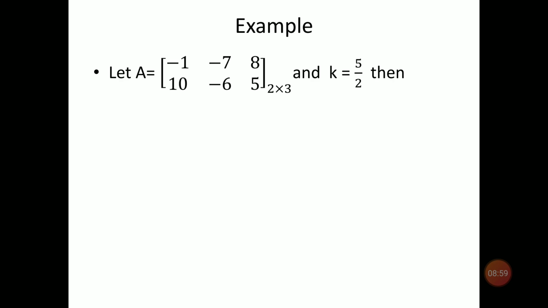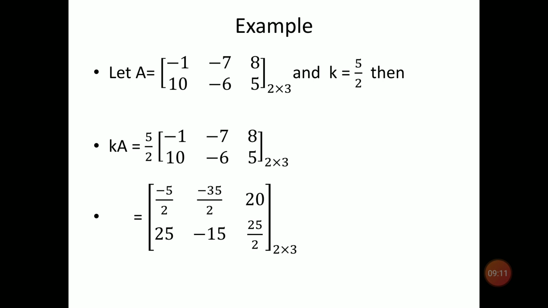Let us see one example so it will be clear to you. If A is this given matrix, and K is a scalar, that is K is a number which is 5 by 2, then KA is equal to 5 by 2 into the given matrix. So it is equal to minus 1 into 5 by 2. Now what we are going to do is multiply every element of matrix A by the scalar 5 by 2.